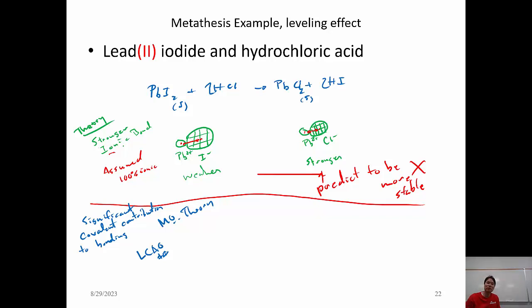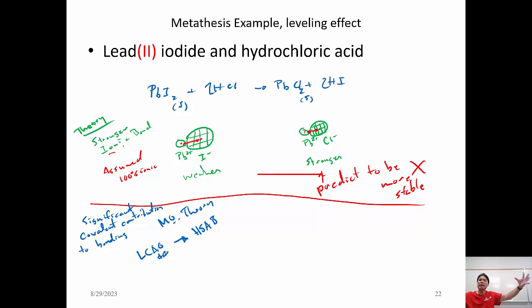What makes a good linear combination? Getting more into the theory of this, it has to do with HSAB. Tristan, do you remember HSAB? No. HSAB just looks at what types of orbitals form good LCAO.